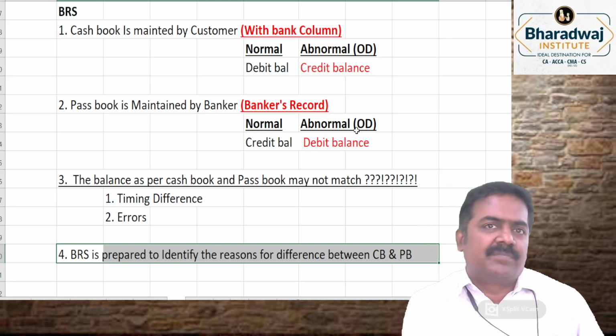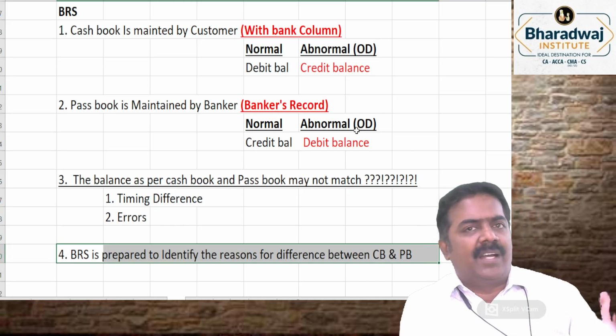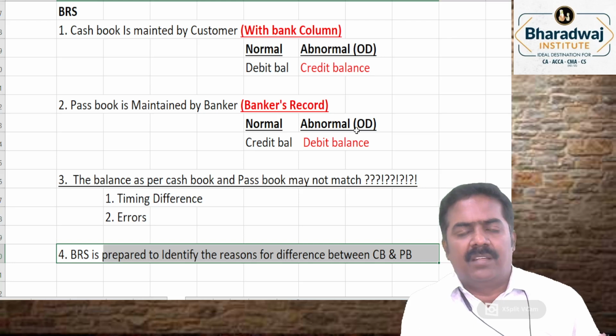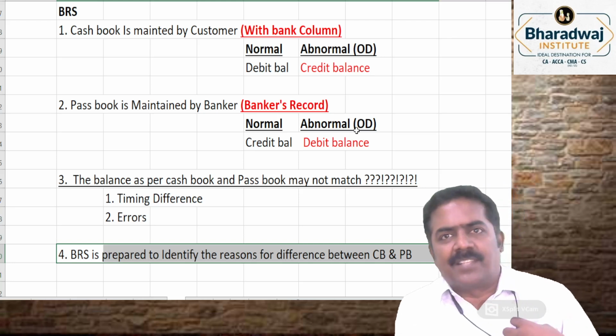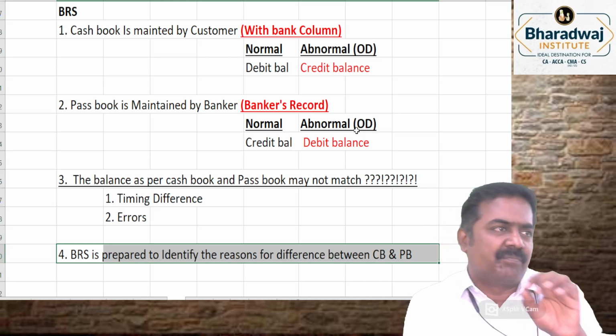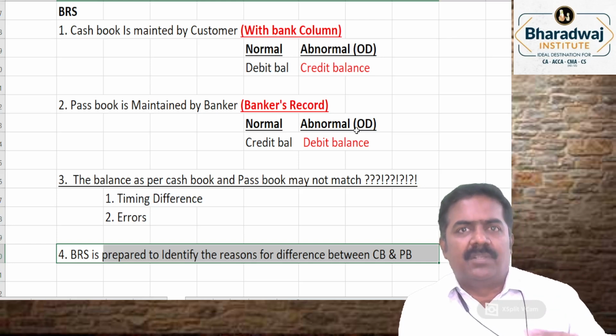Balance as per cash book. What do you mean by adjust according to the other party? Bank has added something, let us also add it. Bank has deducted something, let us also reduce it. Or we have added something, banker has not added. What to do? Reduce it. We have reduced something, banker has not reduced. Now what to do? Add back.